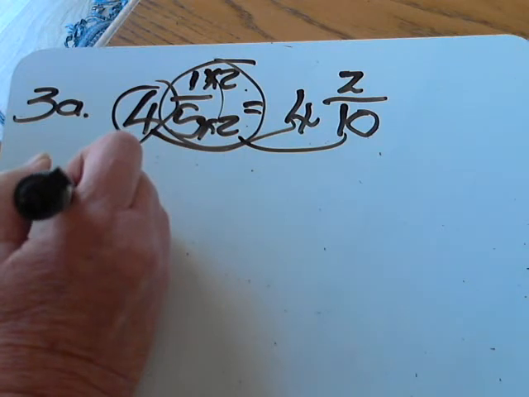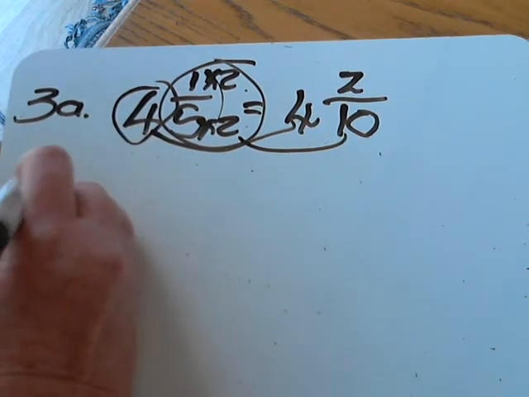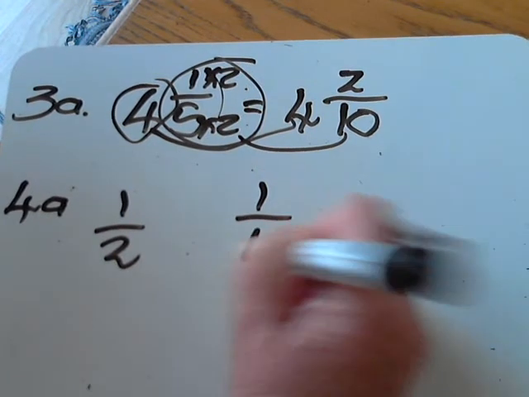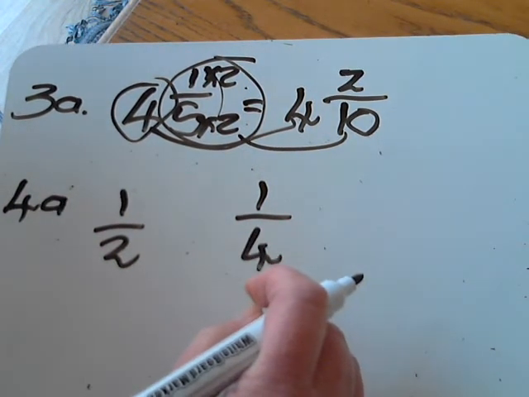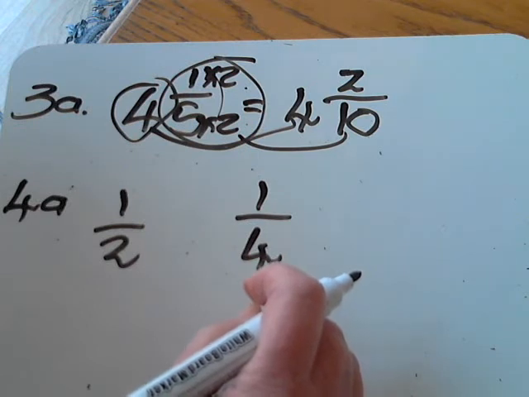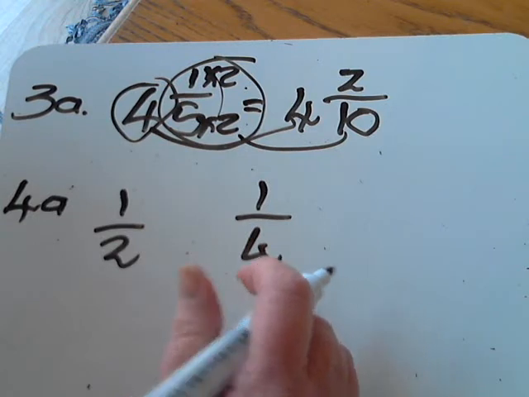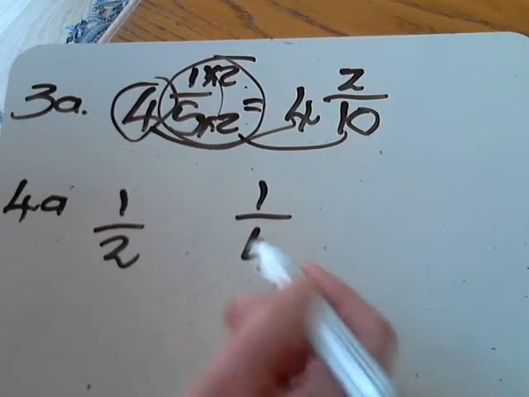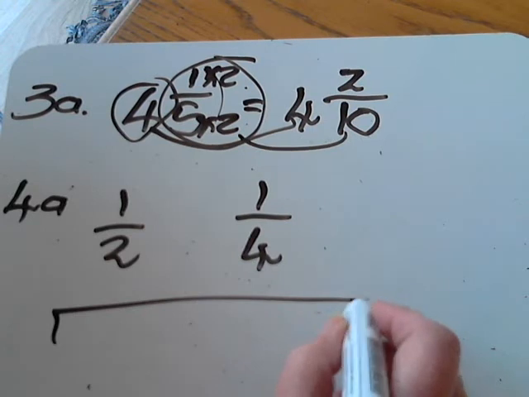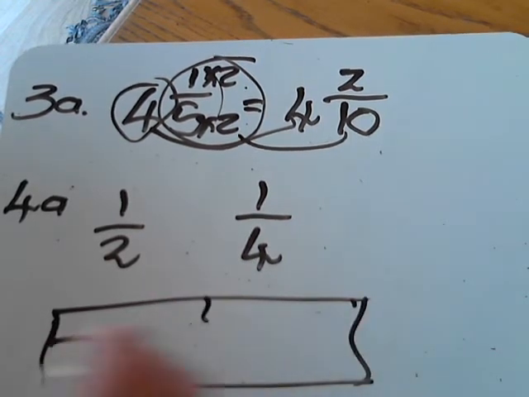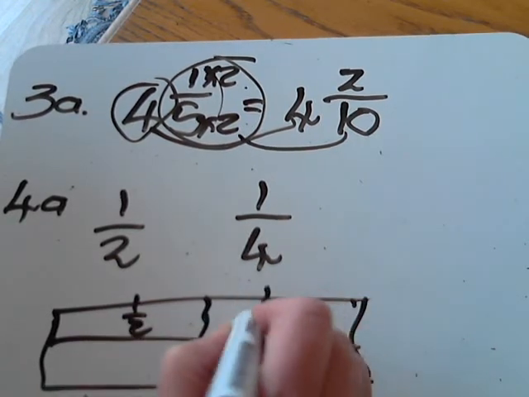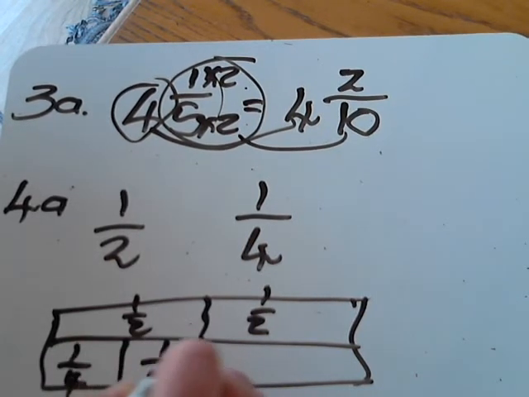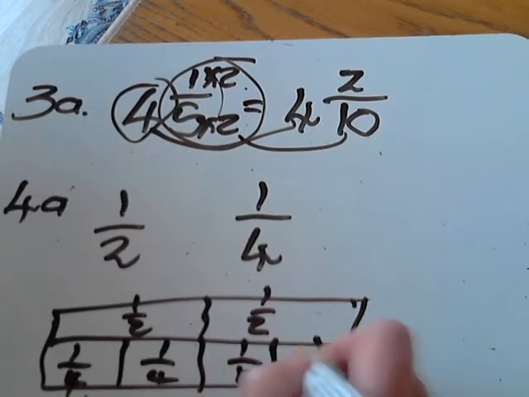Right, if I go on, it says fill in bigger than, smaller than, or equal to. So number 4a, we've got a half and we've got a quarter. Remember, guys, when you look at your fraction chart at the end of this worksheet, the fraction chart will show you what is equal. If I've got a whole, and that is a half, that is a half. If I wanted quarters, this would be a quarter, that would be a quarter, and this would be a quarter, and this would be a quarter.